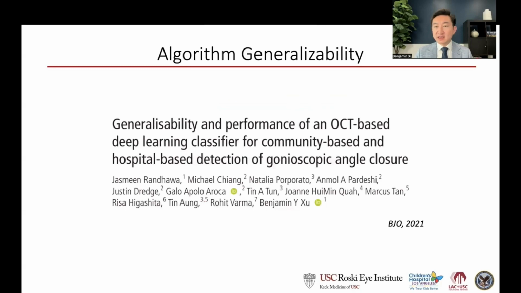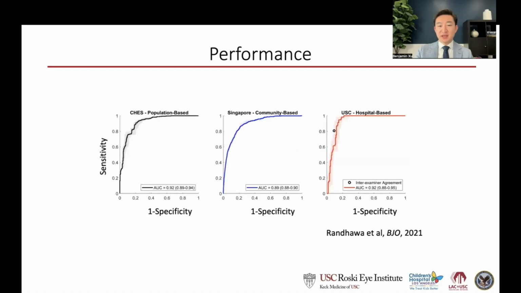More recently, we tested the generalizability of this algorithm, as deep learning algorithms often perform worse in independent test data sets and patient populations. In this study, we borrowed data from a community-based clinic in Singapore, and we also acquired data from our own glaucoma clinics at the USC Roski Eye Institute.